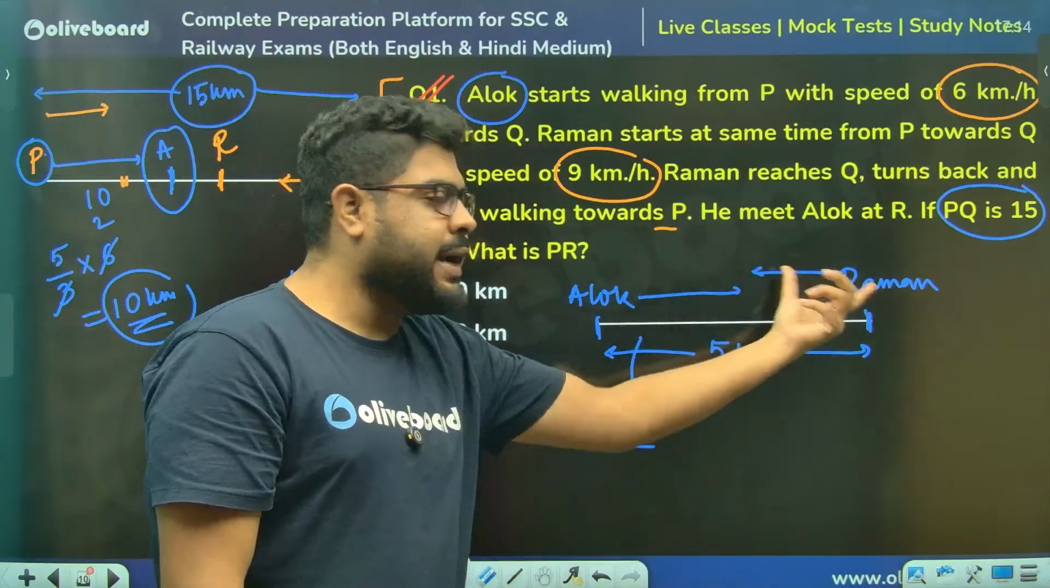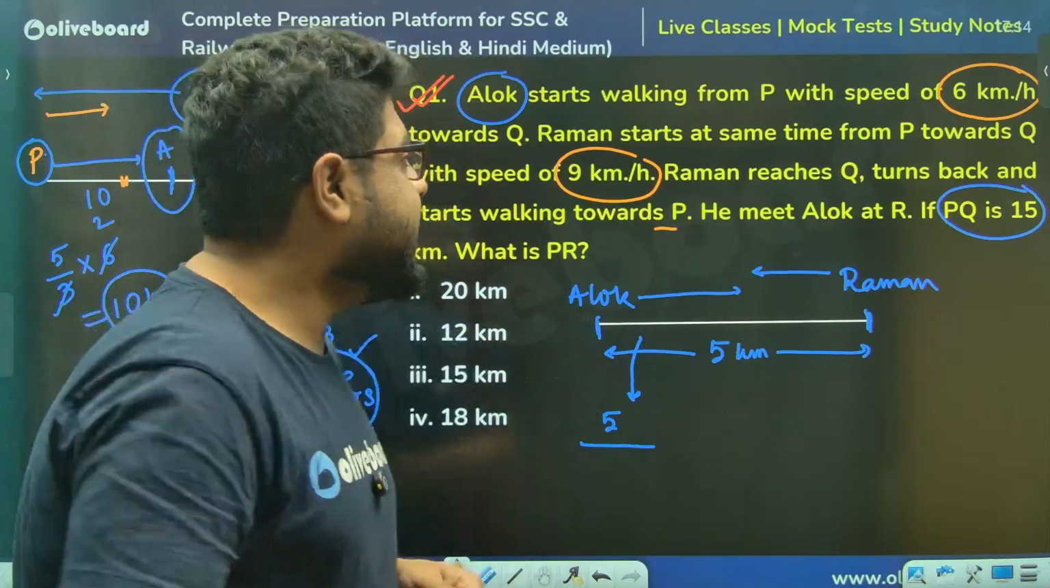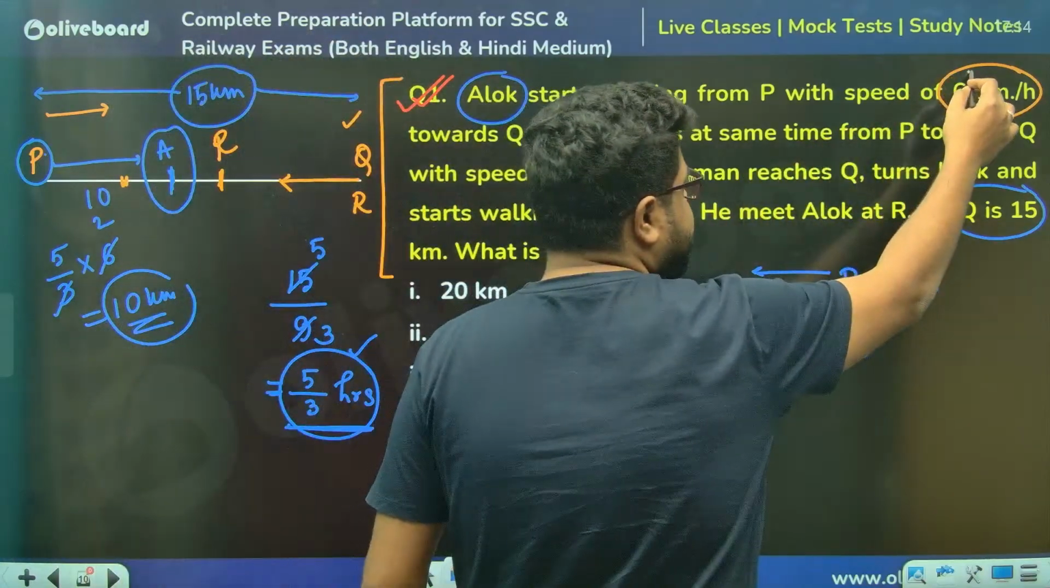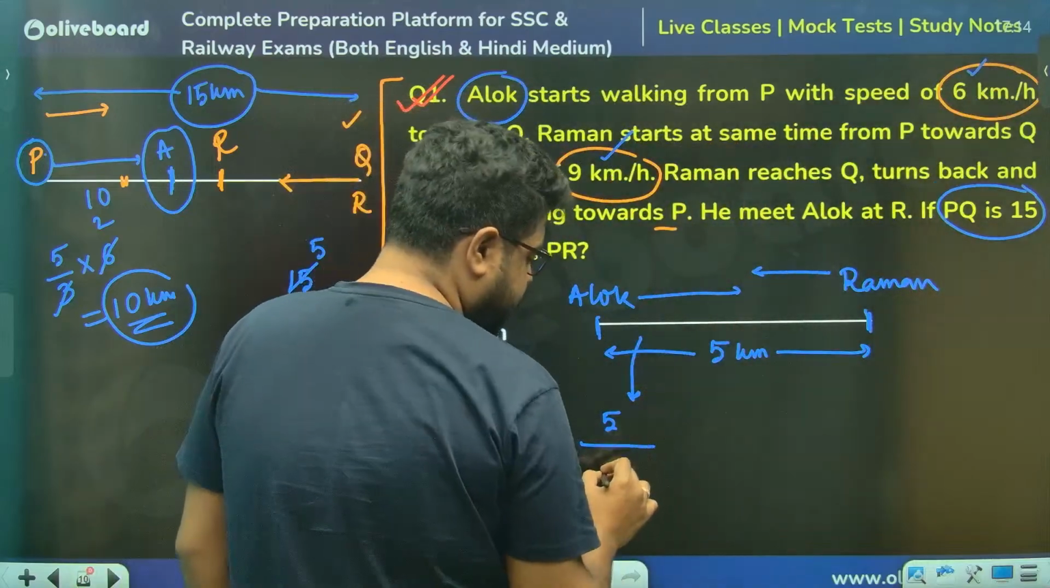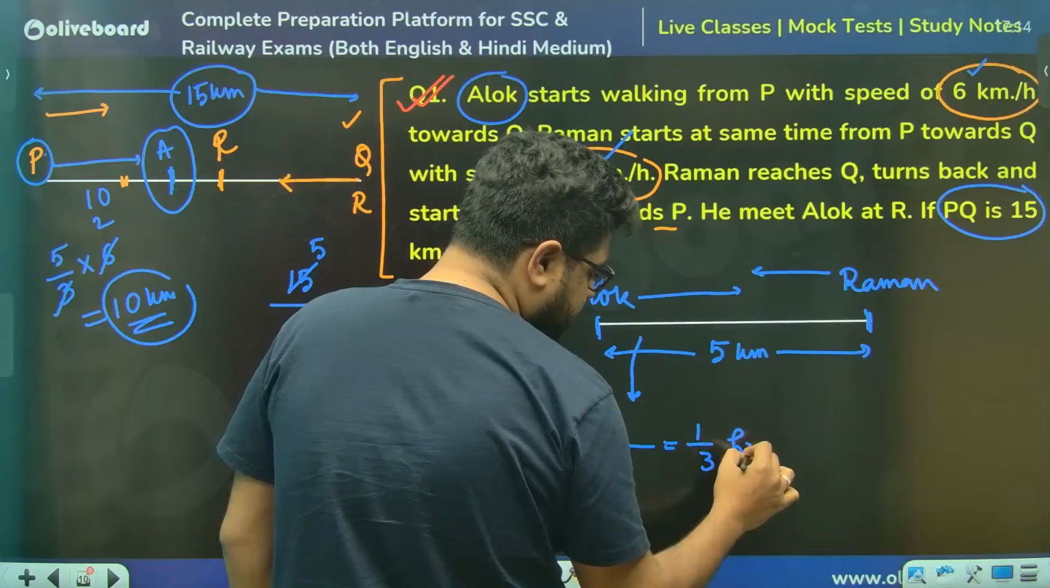Now they are moving towards each other. We need to take relative speed, sir. Relative speed will be what? 6 plus 9, that is, sir, 15 kilometers an hour. That gives you 1/3 of an hour.